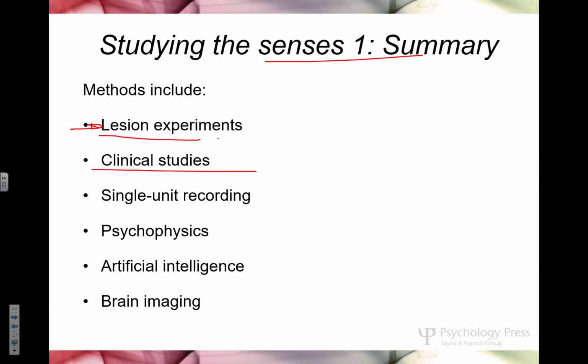Clinical studies, this is when somebody comes in and says, hey, I can't see. Then you do some tests, figure out what's going on, and look at different parts of their sensory systems that might not be functioning, right? We can also do recordings from brain cells. That's pretty awesome. We do this fancy thing called psychophysics.